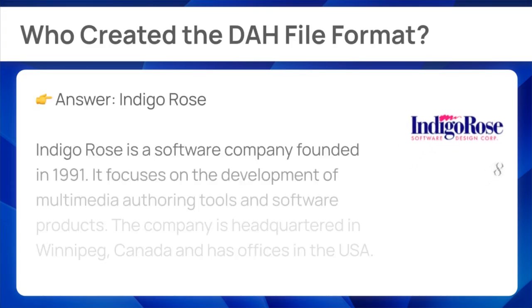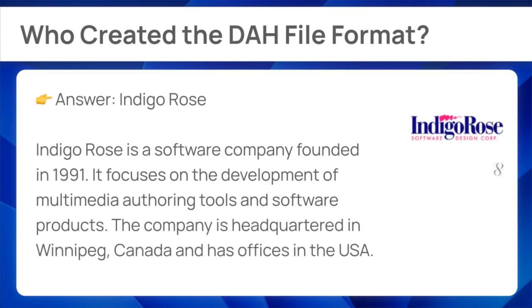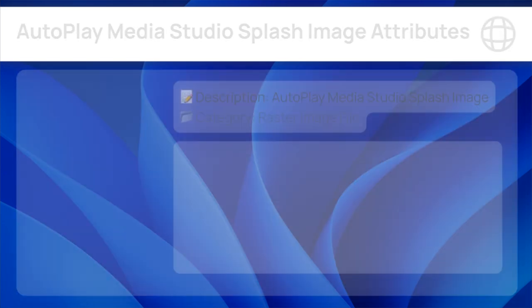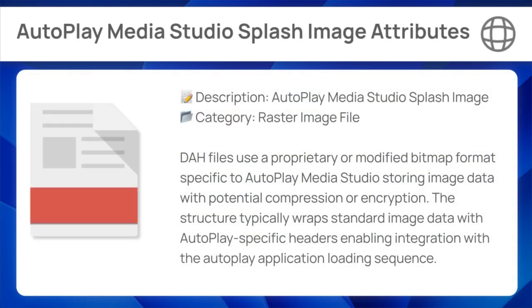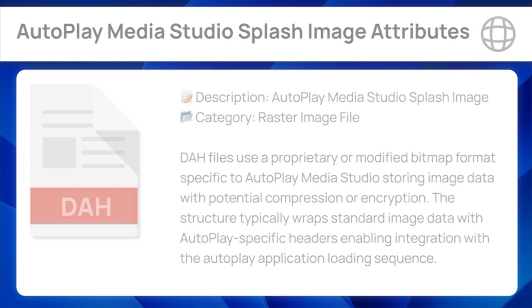They contain bitmap image data displayed during application loading, providing branded splash screens for distributable autoplay packages and software installers. DAH files use a proprietary or modified bitmap format specific to AutoPlay Media Studio, storing image data with potential compression or encryption. The structure typically wraps standard image data with AutoPlay-specific headers, enabling integration with the AutoPlay application loading sequence.